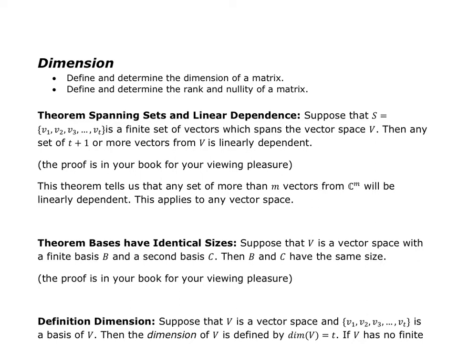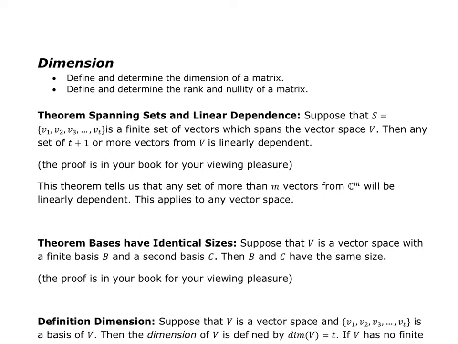it's a finite set of vectors, which spans the vector space V. Then any set of t plus one or more vectors from V is linearly dependent. This theorem tells us that if you have m vectors from Cm, there will be linear dependence for any vectors beyond that, and this applies to any vector space.